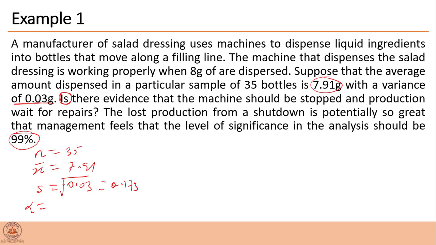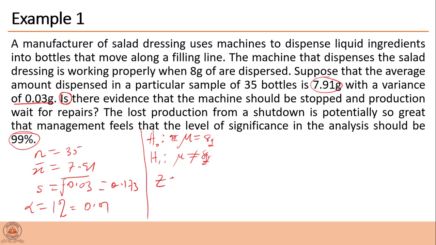And then at what alpha level? So we're given a confidence level of 99%. So take that from 100 and we are left with just 1%. So 1% is equivalent to saying 0.01. Next, we state our hypothesis. The null hypothesis is that mu is equal to 8 grams. And then the alternative says mu is not equal to 8 grams. So this is a two-tailed test.